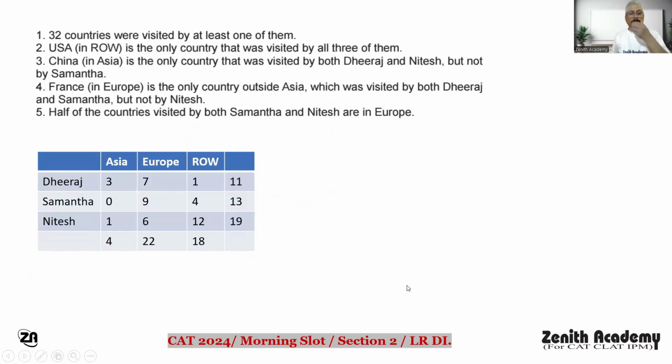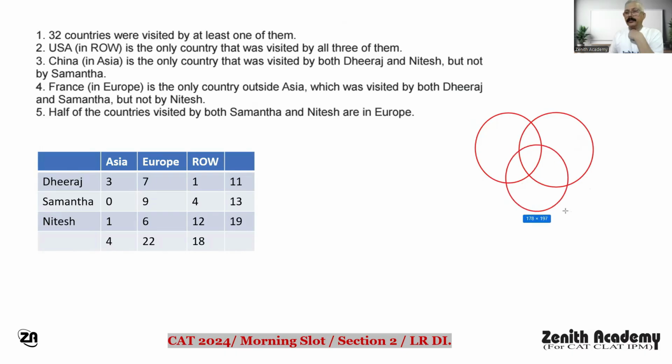Look here. 32 countries visited by at least one of them. Suppose this is Dheeraj, and Samantha, and Nitesh. So the total visits of Dheeraj are 11, Samantha 13, and then Nitesh is 19. Correct.